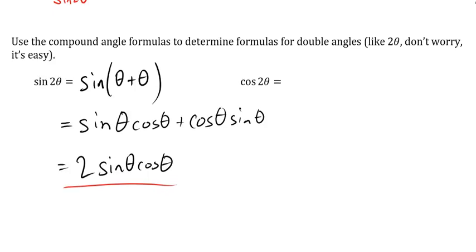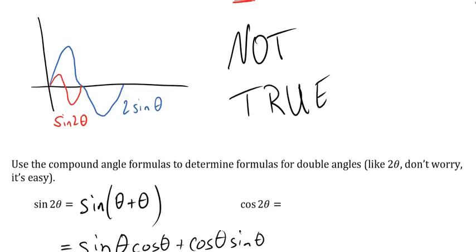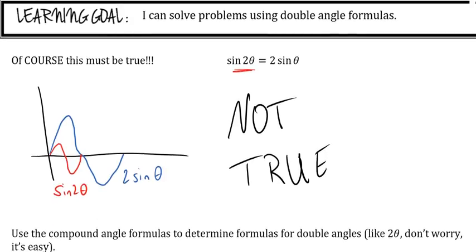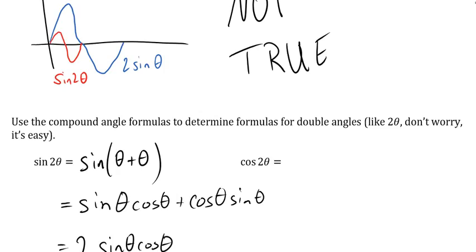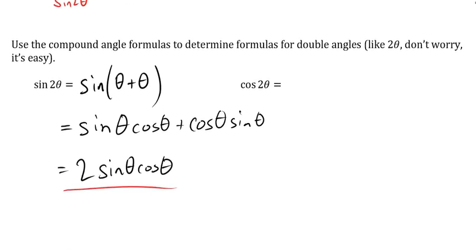If you look back at what we would have guessed it was, sine 2 theta equals 2 sine theta, we were actually close. We're just missing something. Okay? Pretty good with that? Okay, let's do cos. So we start with cos of theta plus theta. So I want you to do the first part.